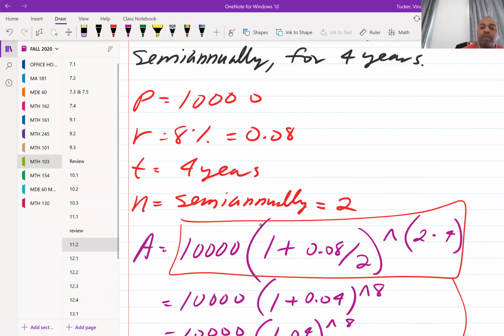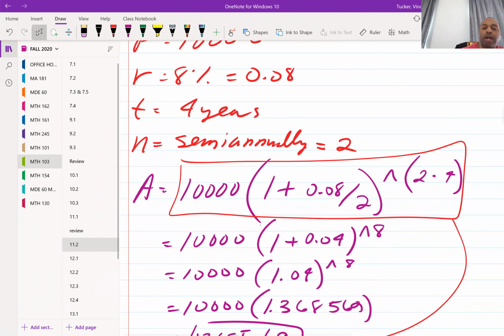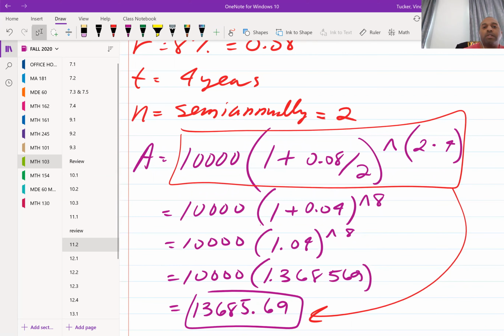2 times 4 will give you 8. 0.08 divided by 2 will give you 0.04. Add those together, raise it to the 8th power, and then multiply it by 10,000, and that'll give you your answer. And once again, if you can put whatever's in this box into your calculator, that would be the easiest way to go. It cuts back on possible mistakes, especially when we start going step by step.